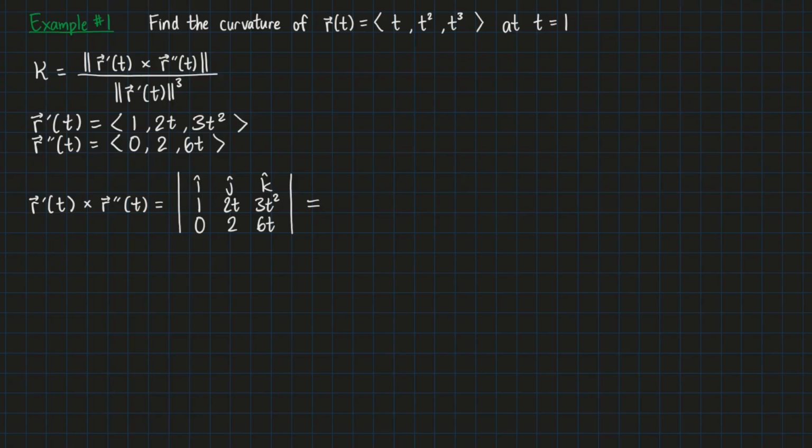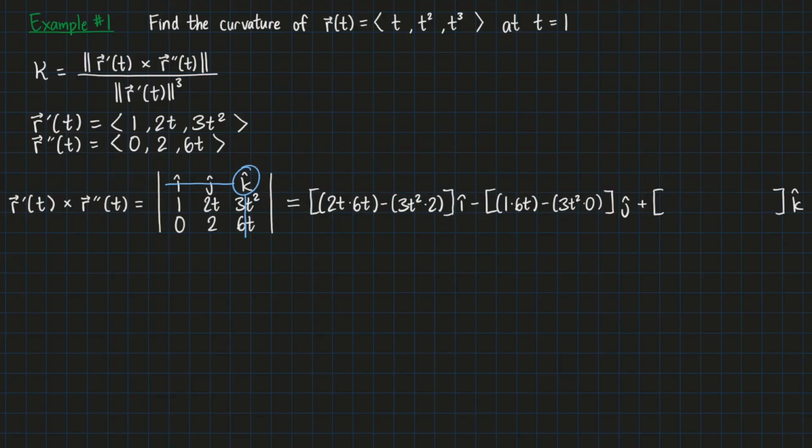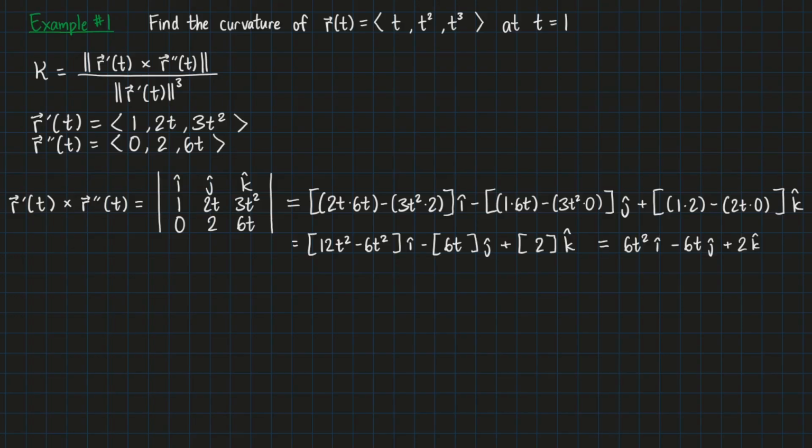I'm going to go across the first row of the determinant. So starting with i hat, we have 2t times 6t minus 3t squared times 2. Next we have j hat, and we put a minus sign. We have 1 times 6t minus 3t squared times 0. And for k hat, we put a plus, 1 times 2 minus 2t times 0. Let's simplify. And here it is in component form.